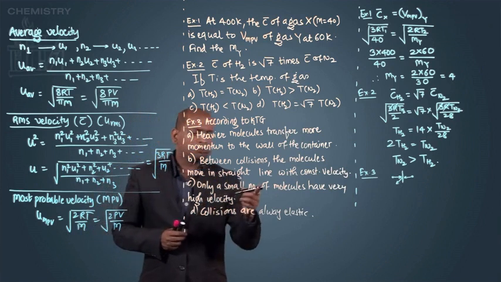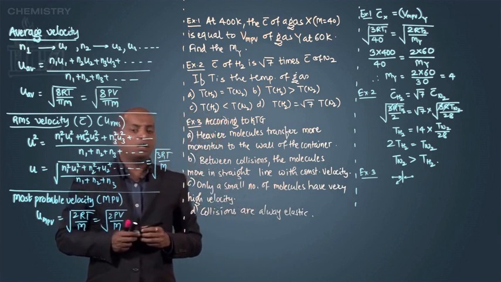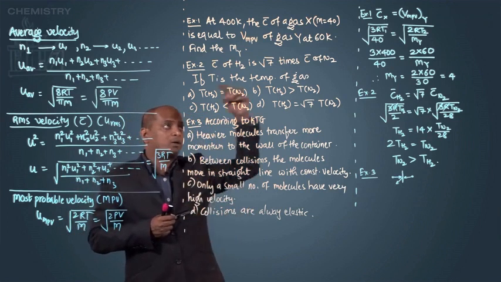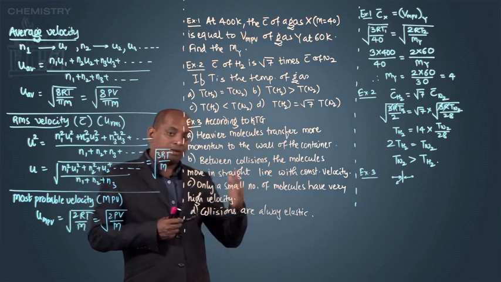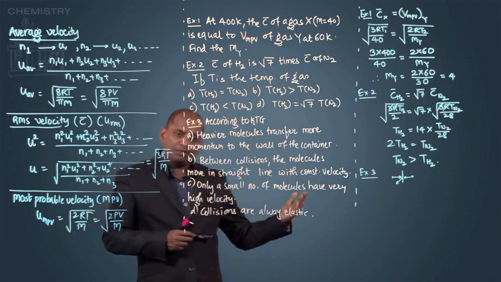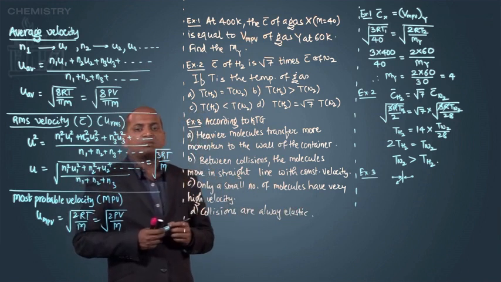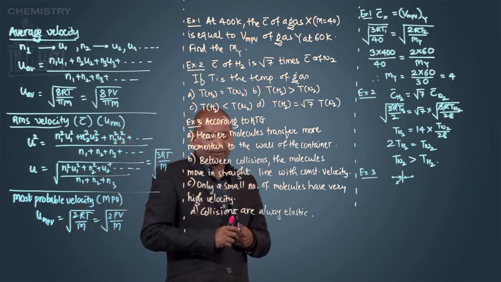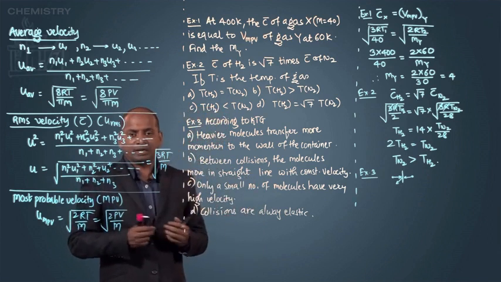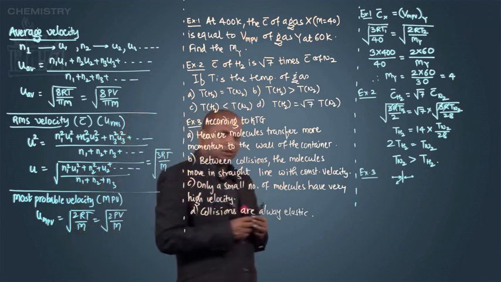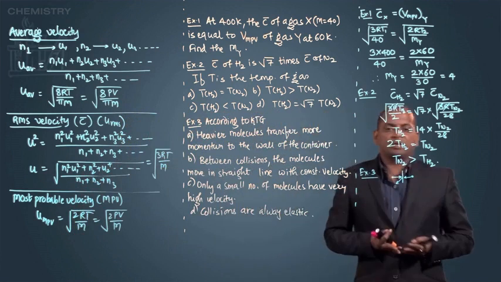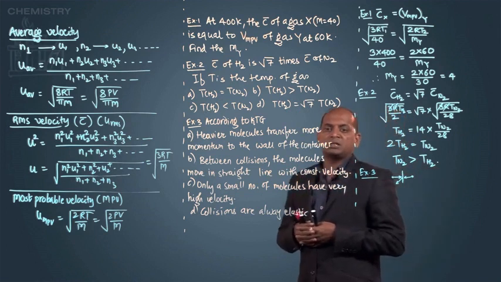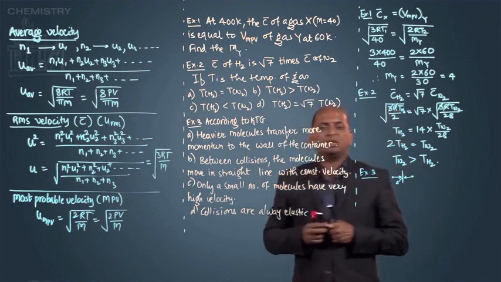Next one. Only a small number of molecules have very high velocity. Recall the Maxwell distribution, where we plotted a graph. At any temperature, high velocity is actually possessed by a very small number of molecules. So that is also correct. Collisions are always elastic, we know that. Before collision and after collision, there is no loss of energy. Therefore, that collision is called a perfectly elastic collision. So all the four options are correct.